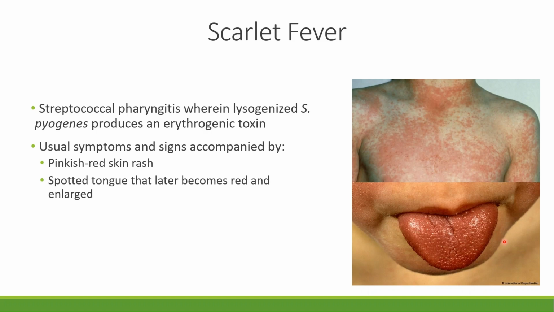So, along with the usual sore throat, fever, swollen lymph nodes, this toxin causes a pinkish red skin rash that feels like sandpaper. And another key sign is that the tongue starts off with red spots and it later becomes enlarged and bright red, often called a strawberry tongue. Scarlet fever isn't always linked to just throat infections. It can develop into a streptococcal skin infection, but either way, it's caused by the same toxin-producing strain of Streptococcus pyogenes.